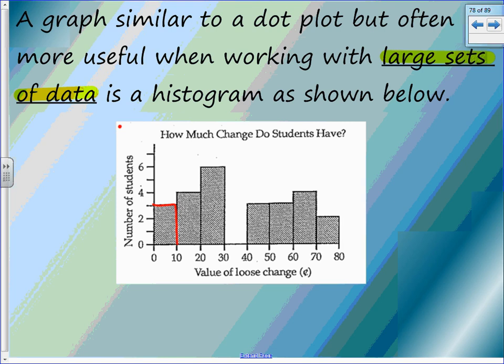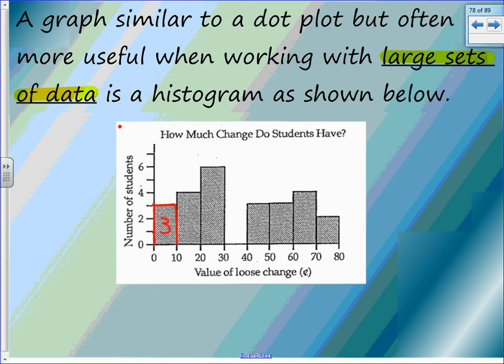Now, the thing that is tricky about histograms is that the bars touch. And so what that means is this very first bar, you can see that 3 students meet the requirement of that first bar because it's 3 units high. If you count on the vertical axis, 1, 2, 3. So 3 students meet that requirement. But do you notice how this bar touches the 10? Do you guys see that? So you have to know how to interpret it.